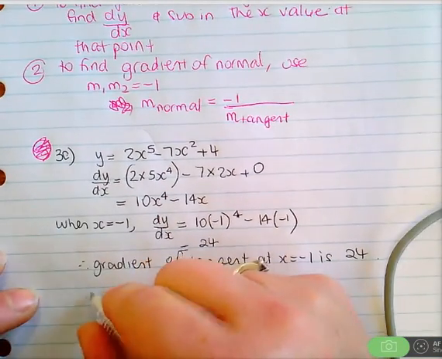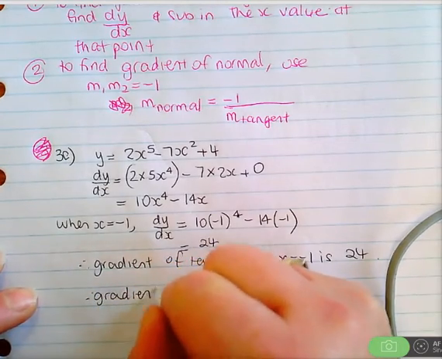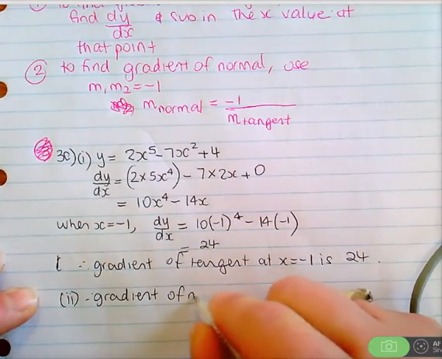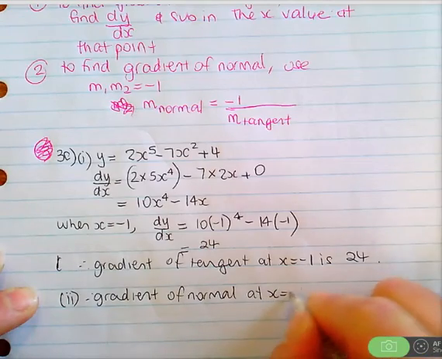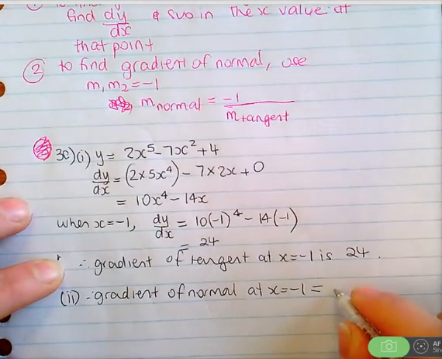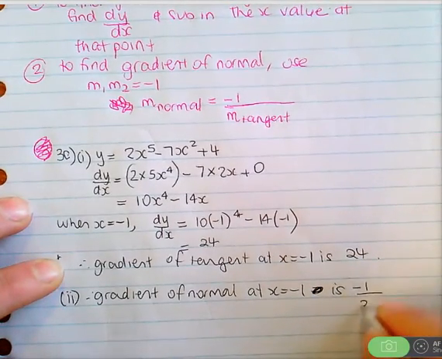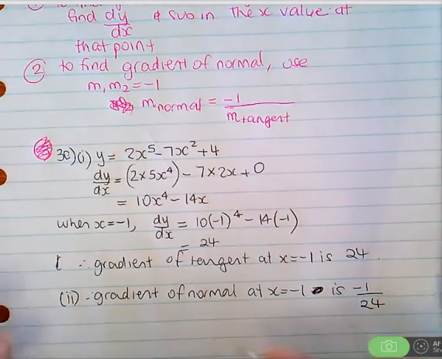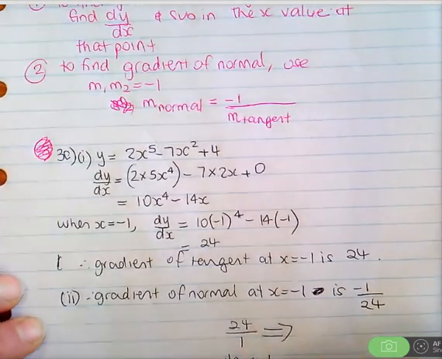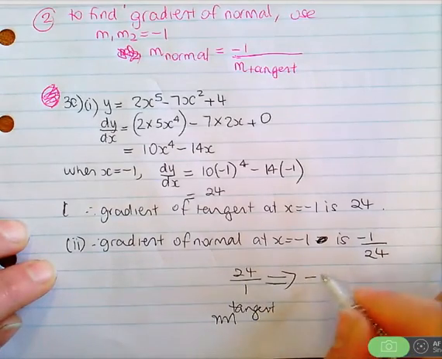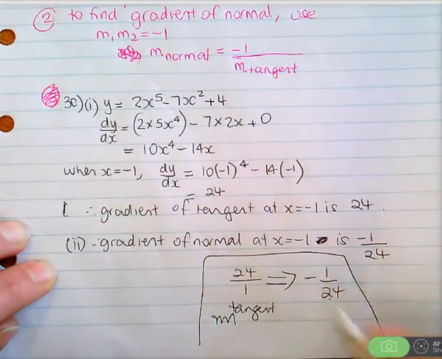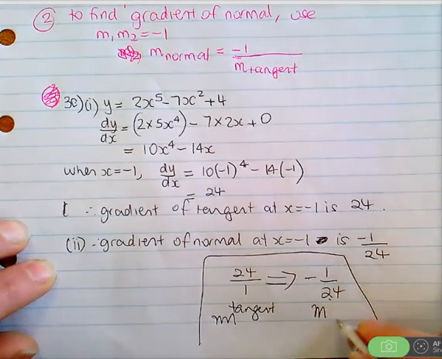Now, the gradient of the tangent was part 1. Part 2 is asking you for the gradient of the normal at x equals -1. You know how 24 is 24 over 1? It's -1 over 24. It's just flipping. If that's your gradient of tangent, you're flipping it upside down and making it 1 over 24 and putting a negative. So this is the negative reciprocal.